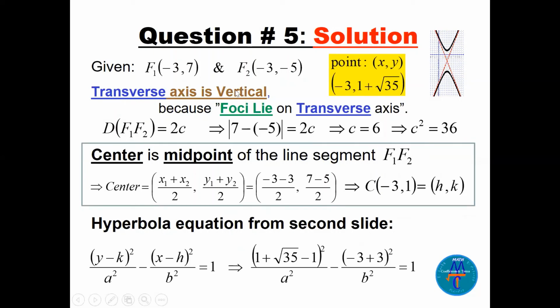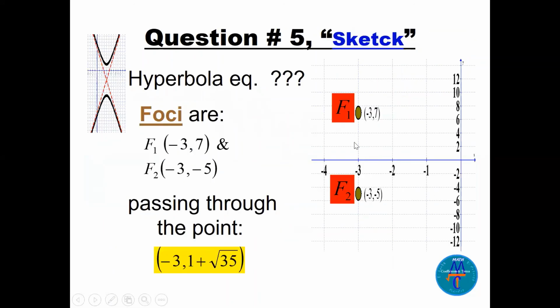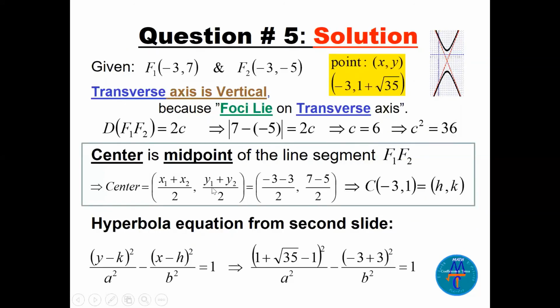Transverse axis is vertical. Foci lie on the transverse axis. The distance between F1 and F2 is 2c, so absolute value of a minus b. 2c, c will be 6. C squared will be 36. Leave it now. Now the center is the midpoint, in the middle between F1 and F2. So I just put the formula from algebra: the center is the midpoint, (x1 plus x2) over 2, (y1 plus y2) over 2. Put the numbers, you get minus 3 and 1. So this is h and k.